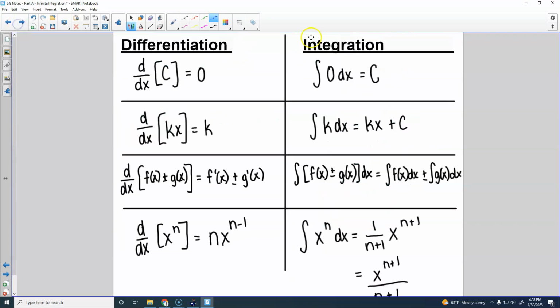Okay, so on the next slide, you just have a recap of some of these rules. So over here, I have our differentiation rules. If we have the derivative of a constant, we just get 0. If we integrate 0, we get a constant. You're seeing that these are opposites here. Fundamental theorem of calculus that we have already learned. If I take the derivative of a constant times x, I just get that constant. If I integrate a constant, then I will get that constant times x plus c. Notice all these have plus c's here.